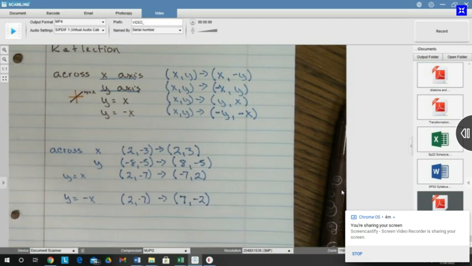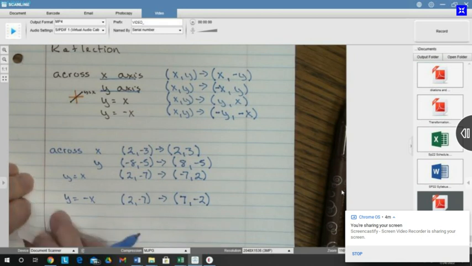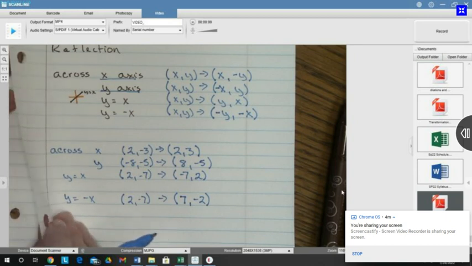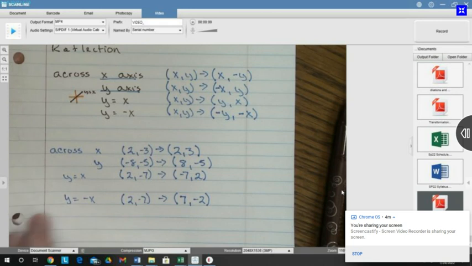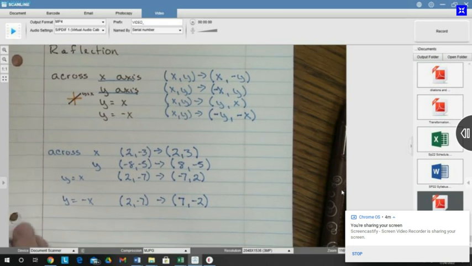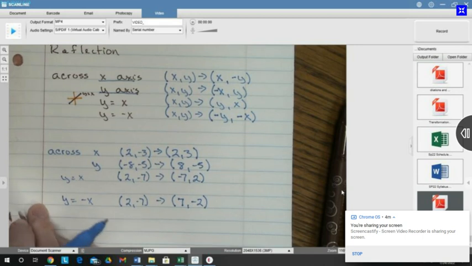Okay, that's reflections. Make sure that you have written this down on a piece of paper. All of these rules that we're writing down right now, I'm going to let you have for reference when you take your test. So make sure all of this is written down on a sheet of paper that you can look at while you're taking your test.